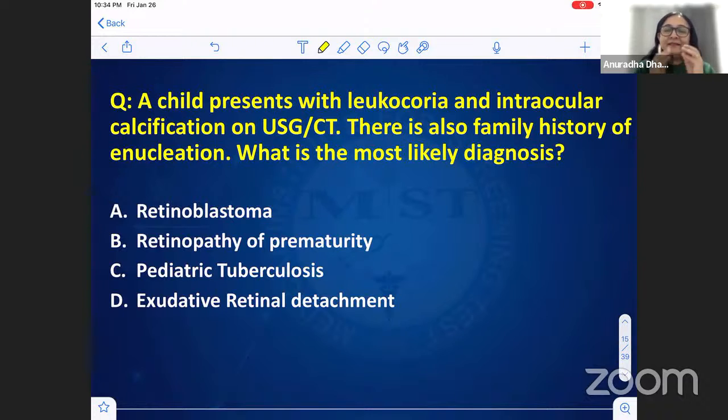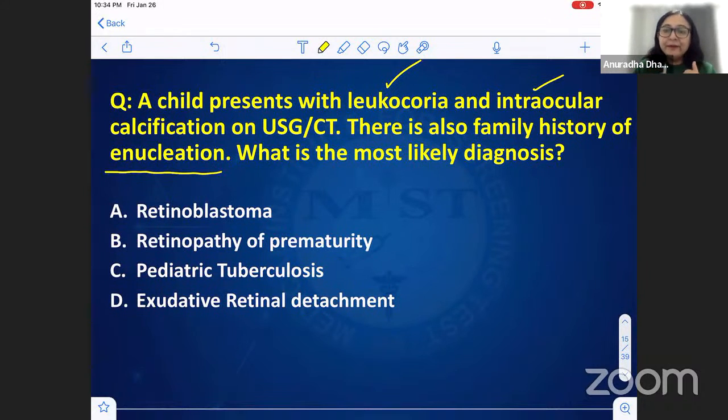Again, a very nicely put question with all the keywords in the statement which point towards a very clear diagnosis. So a young child who has leukocoria, means white pupillary reflex, then intraocular calcification, either mentioned on ultrasound scan or CT scan, family history of enucleation, it means it was some condition which was also present in one of the family members due to which enucleation was done in that person. What is the most likely diagnosis?